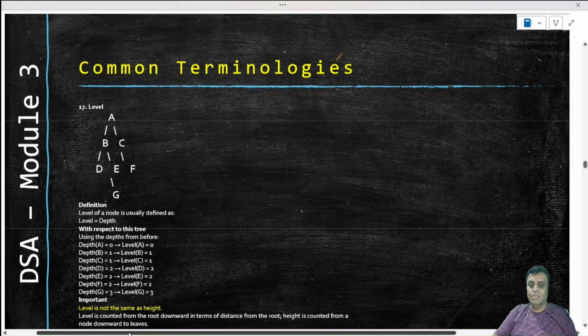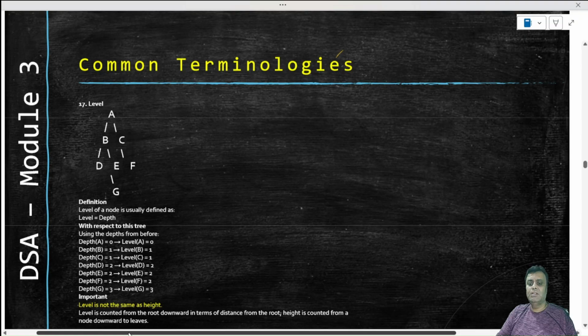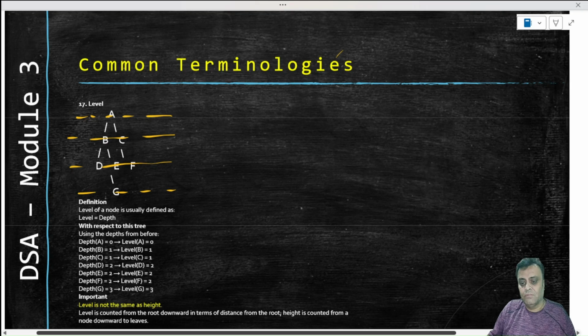The last few things are on level. Level is similar to your depth. So if I say that I can draw a line here, line here, line here and line here, then if I see the depth of this particular line, this line actually constitutes of this node. Now what is the depth?